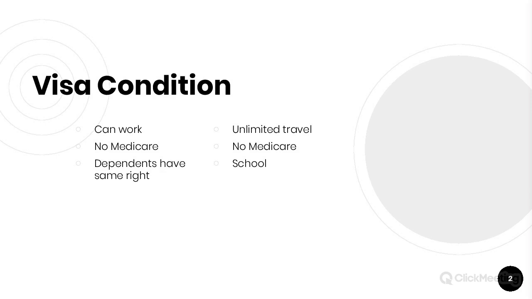Okay, visa conditions. What do we mean by visa condition? Visa condition means that the client can enter Australia, and they have to comply with these conditions in order to keep an active visa. They have one, unlimited travel. They can work, but they don't have a free Medicare. They have to purchase their own health insurance. Dependents have rights, including school.